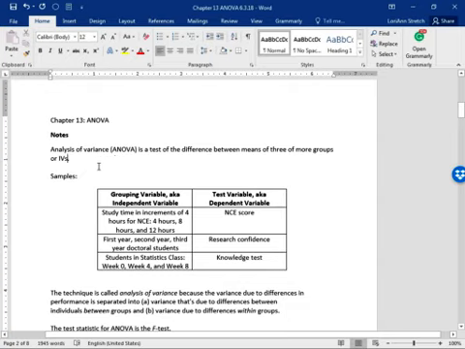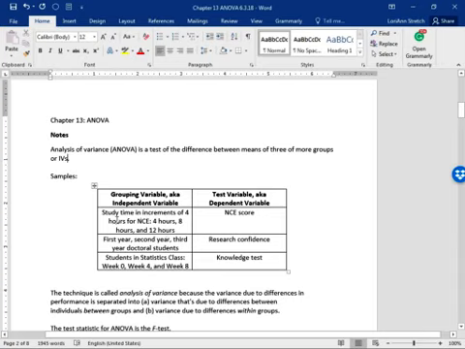As I mentioned, analysis of variance, also known as a simple analysis of variance or one-way analysis of variance, or one-way ANOVA, is a test of the difference between the means of three or more groups, or IVs, independent variables. Okay, so here's some samples so you can visualize what they would look like.